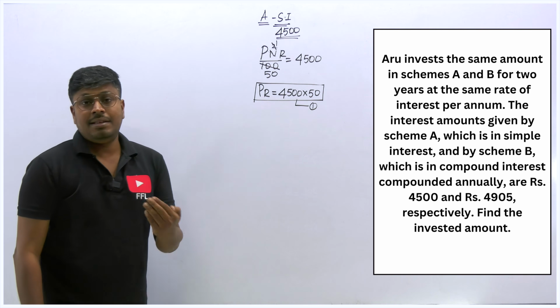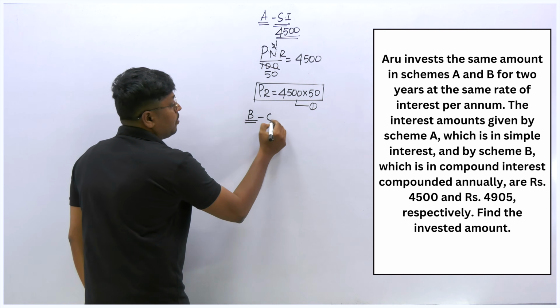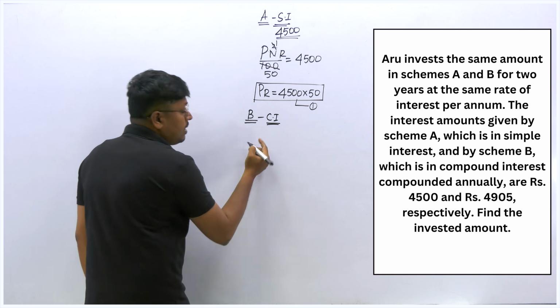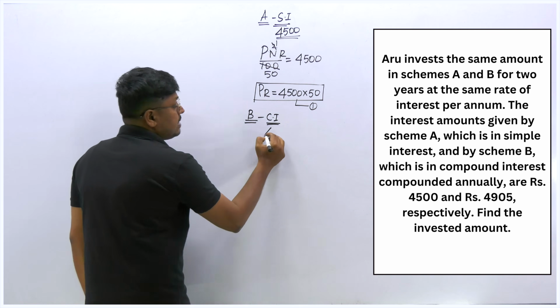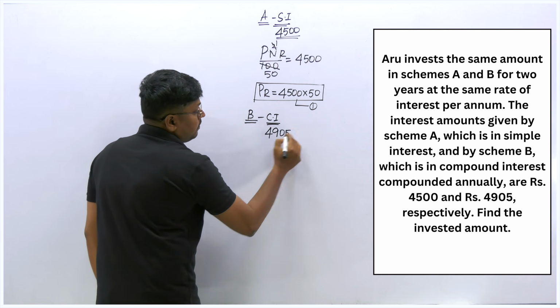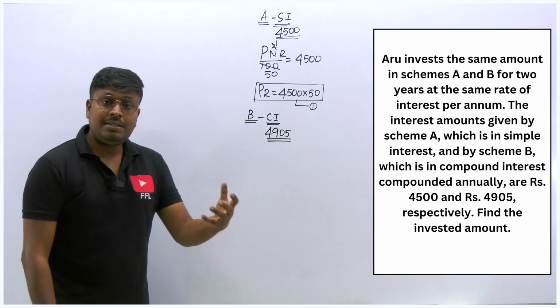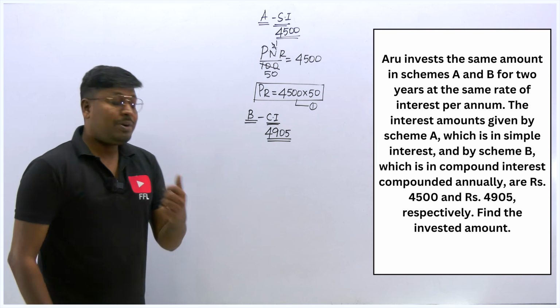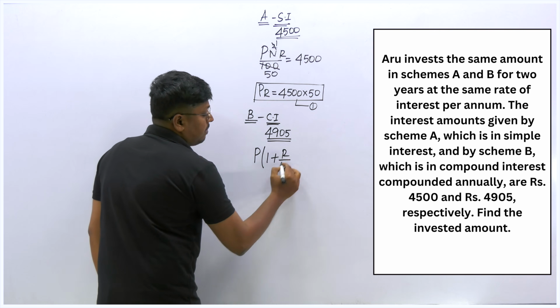So now similarly they have given the second scheme, that is scheme B, which is in terms of compound interest. So this compound interest value for 2 years is also given in the question, which is 4905. So 4905 is the compound interest. So based upon the compound interest formula, let's frame another equation. So what is the compound interest formula? P into 1 plus R by 100.